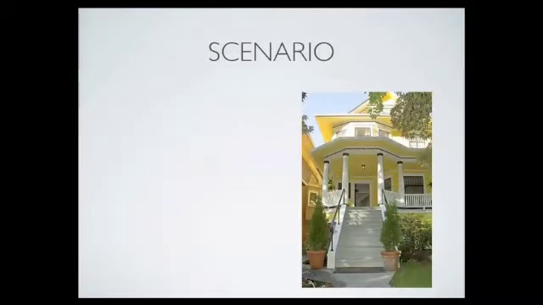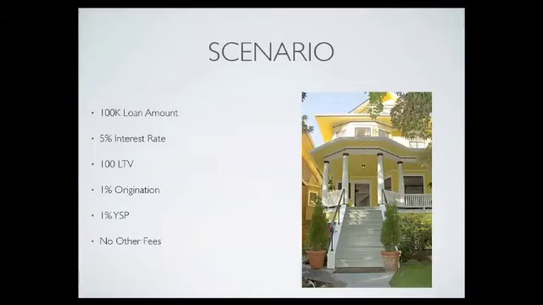Before I answer those questions, here's the scenario I'll be using for this example. A $100,000 loan amount, an interest rate of 5%, there will be no down payment, so that means an LTV of 100%, a 1% origination fee on the front end, and 1 YSP on the back end. For this example, there'll be no other fees or charges. And finally, the correct APR is 5.48.